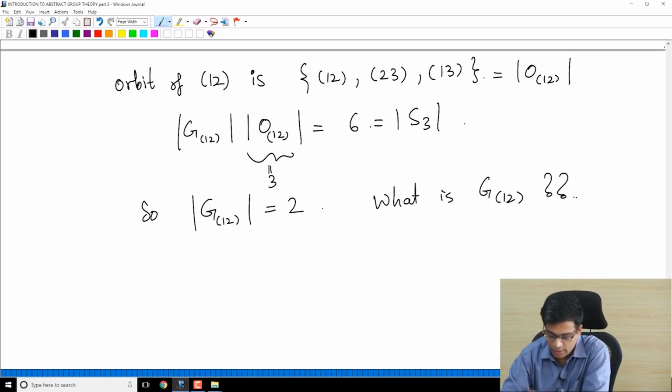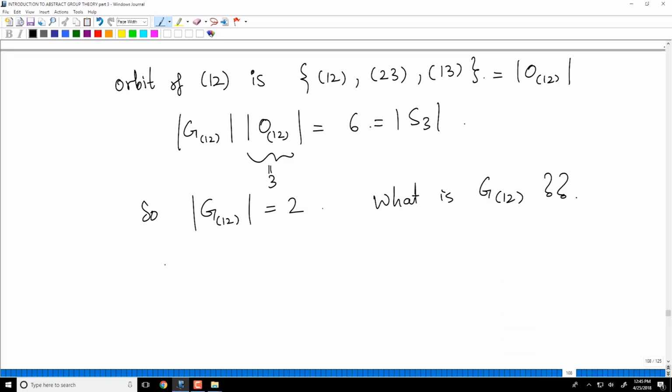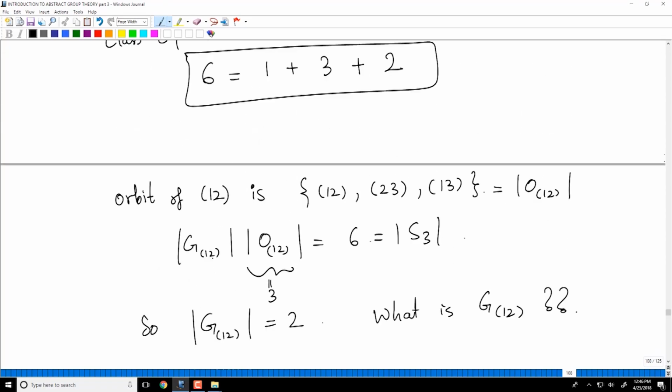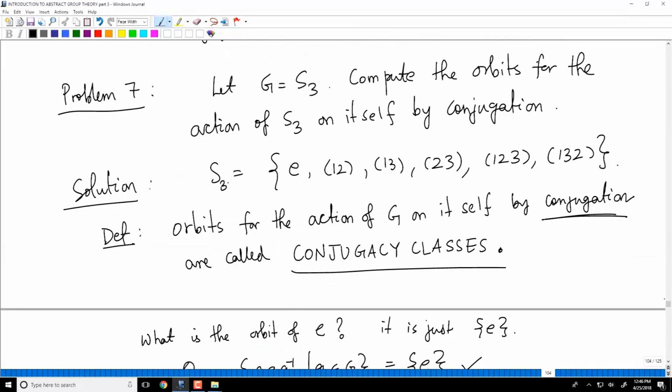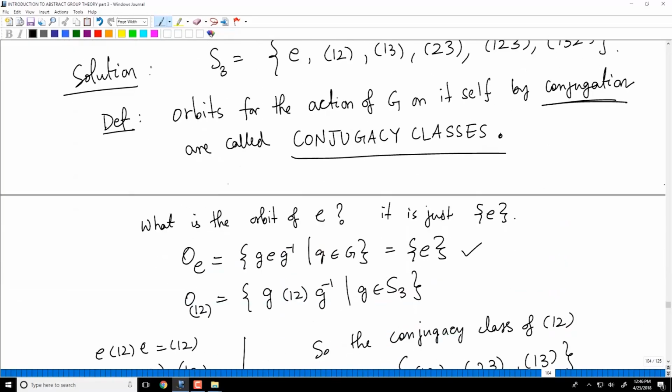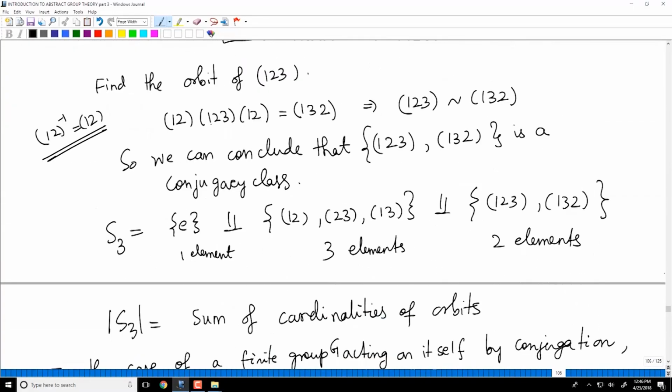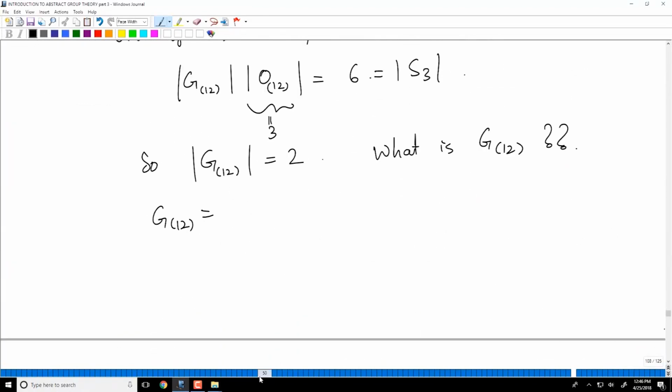Let's compute this. Remember there are some obvious elements in the stabilizer, G(1 2), so I am doing more than what's in the problem. So really we have finished the problem. The problem was to compute the conjugacy classes of S3, which I have done. But let's go ahead and exploit whatever we have found in more detail.